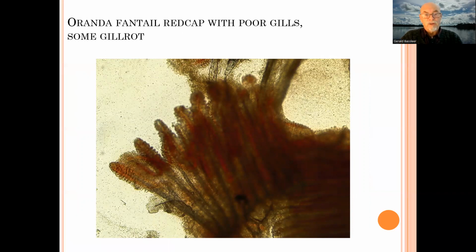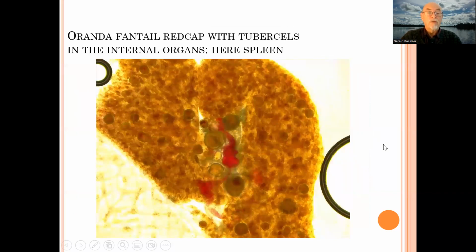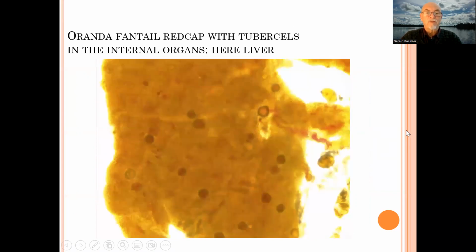And then we have found that the gills are very poor. We see some gill rot here. See the pale parts. You see the hemorrhagic lesions here in the gills. Here some other parts completely gone by bacterial infection. That's advanced gill rot. Here the spleen with tubercles. See, encapsulated bacterial infection.